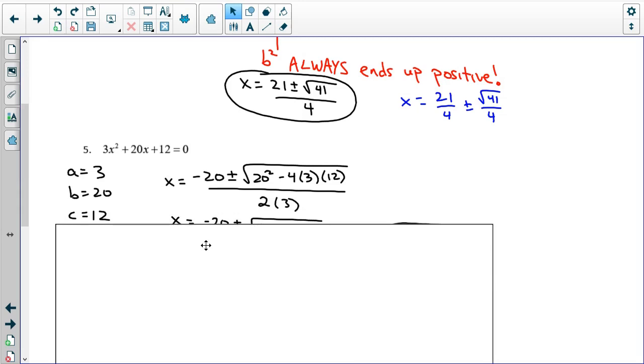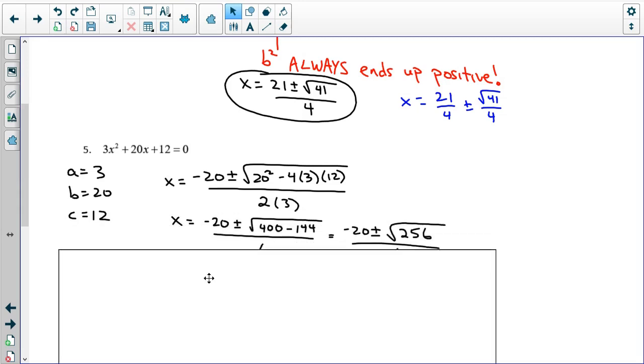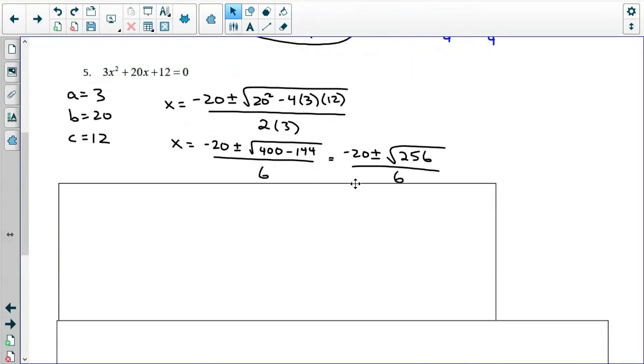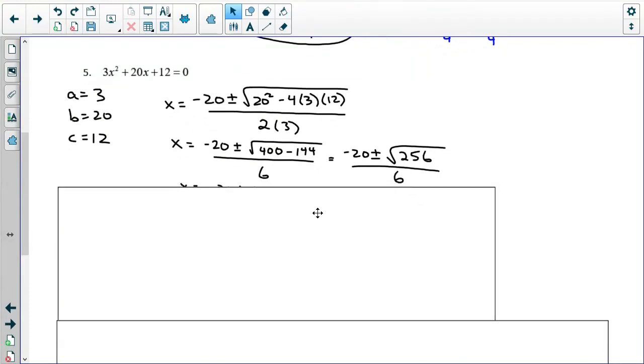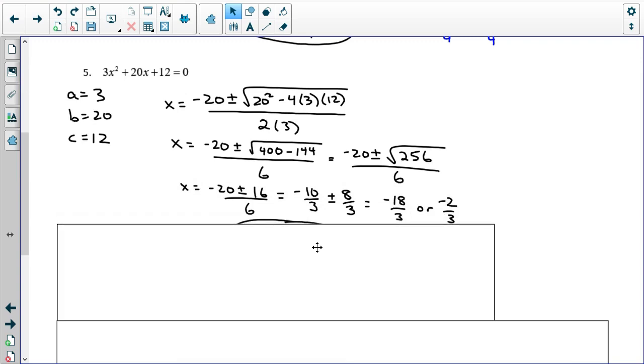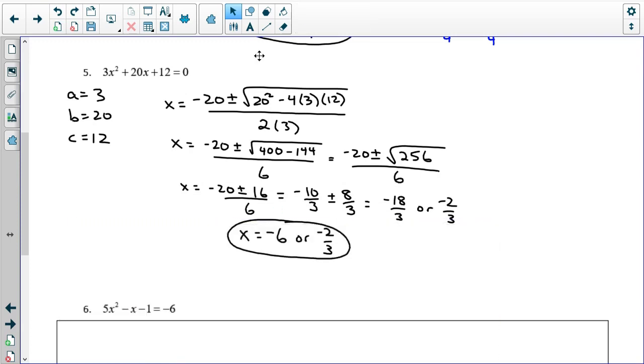3x squared plus 20x plus 12. A, B, and C are listed. I write everything in the quadratic formula. I simplify some more with 400 and 144 becoming 256. Simplify some more. I end up with -6 or -2/3, which again, factoring would have been a whole lot easier in this case.